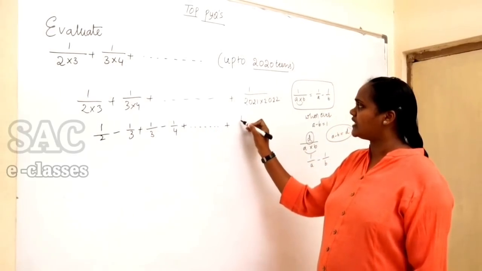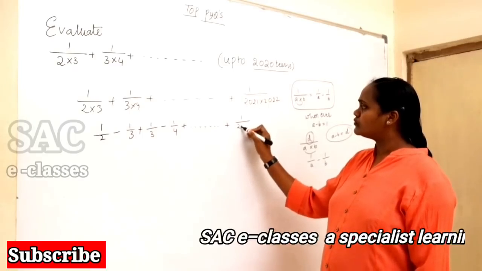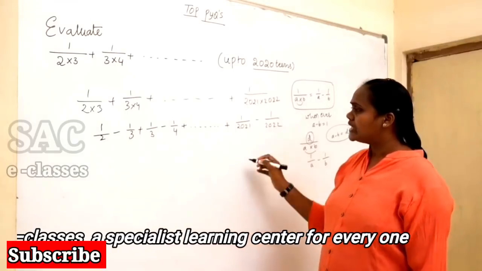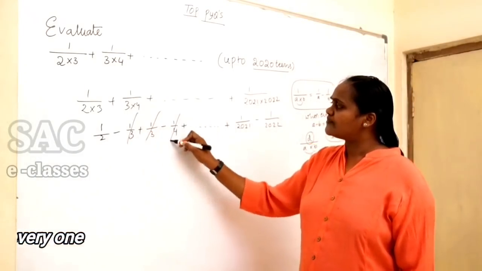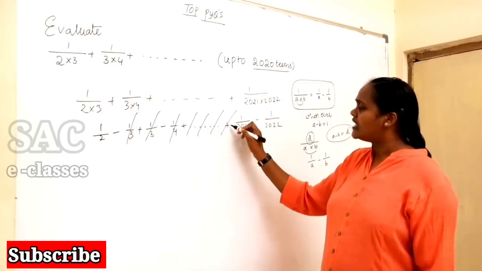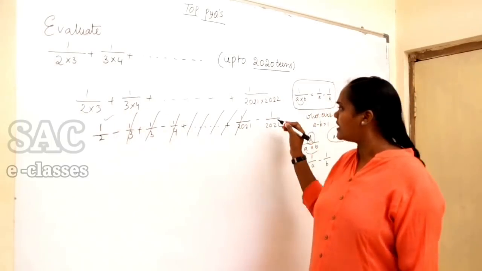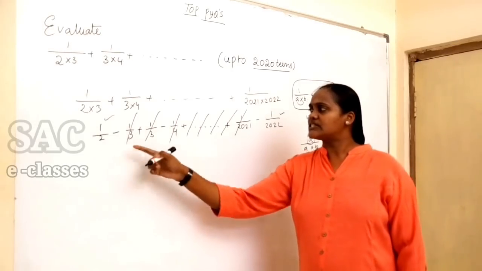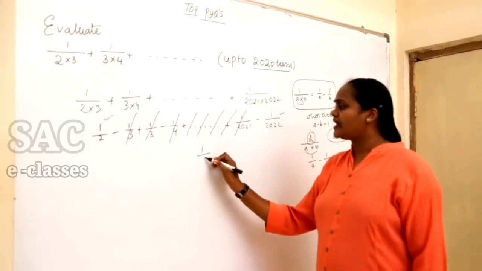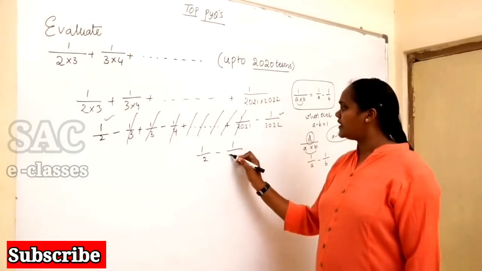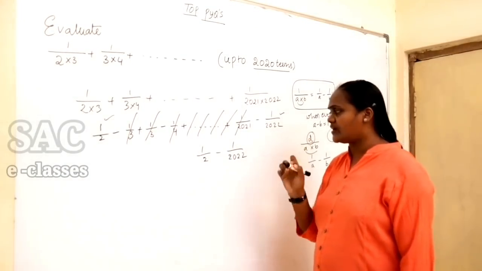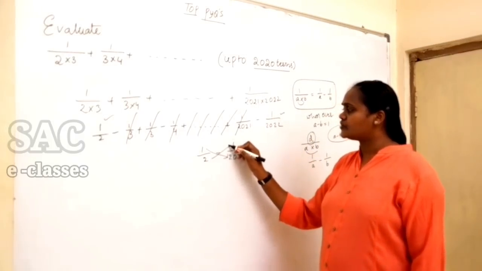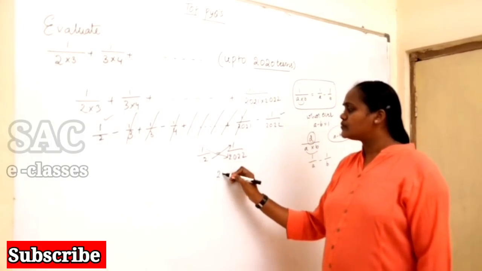How will you split here? 1 by first number, 2021 minus 1 by 2020. Clearly, all the terms are being cancelled except the first and last one. What is left except the first and the last one? Then 1 by 2 minus 1 by 2022 is left out.